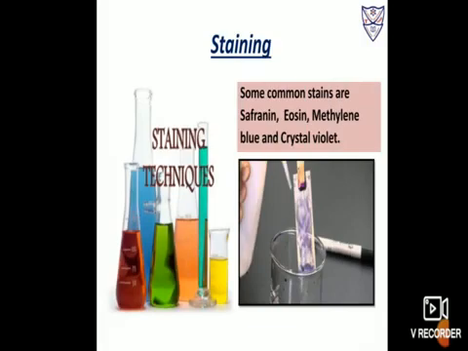Staining. Cells are transparent and colorless. Transparent materials, which are also colorless, are difficult to observe under a microscope. We use colored stains, or we can say dyes, to observe details of the cell and its fine structure. Some common stains are safranin, eosin, methylene blue, and crystal violet.